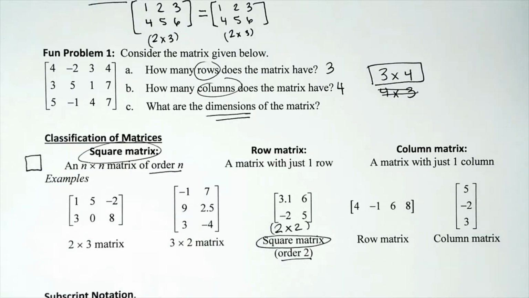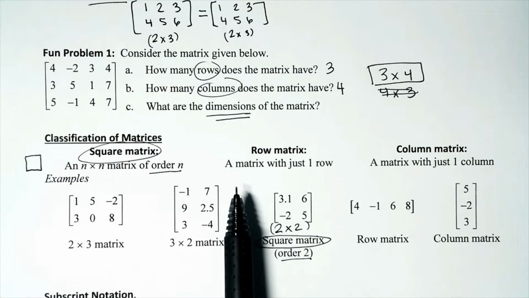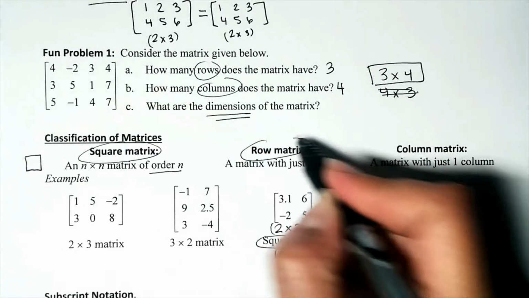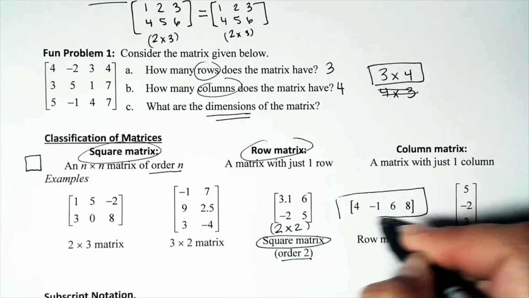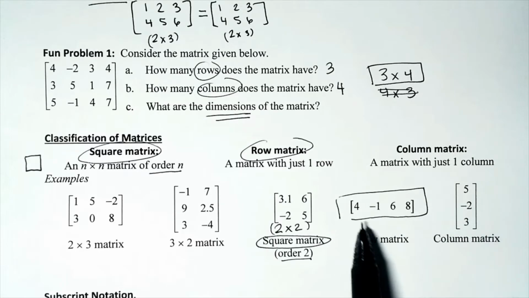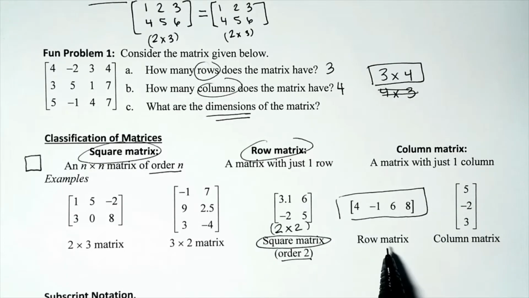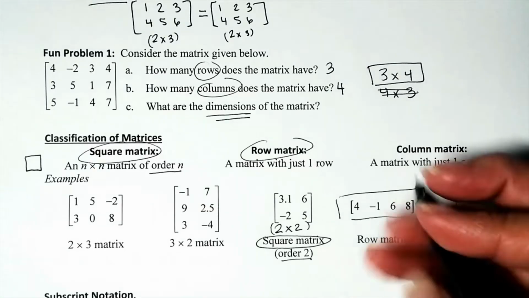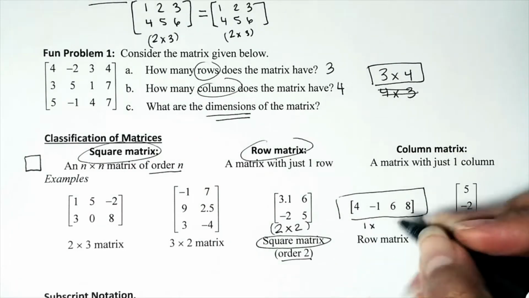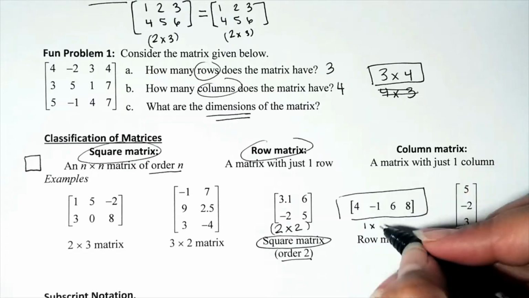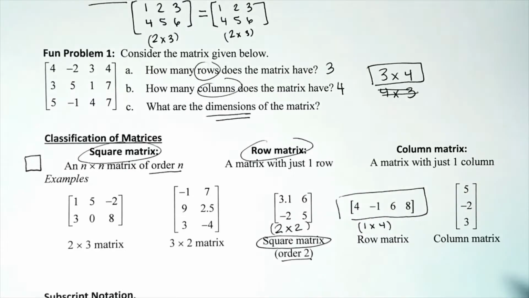What is a row matrix? A row matrix is the special name given to a matrix with just 1 row. This matrix right here only has 1 row, hence row matrix. What are the dimensions? We have 1 row, so it'll be 1 by something: 1, 2, 3, and 4 columns. So it's a row matrix. The dimensions are 1 by 4.